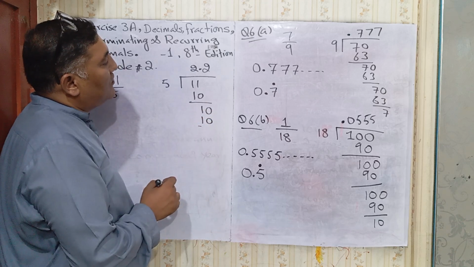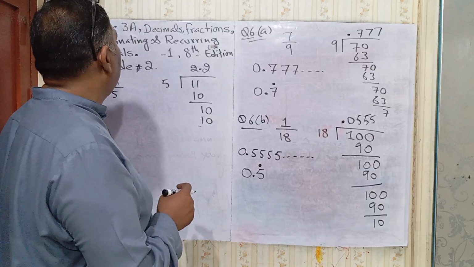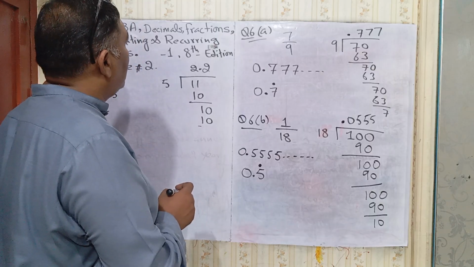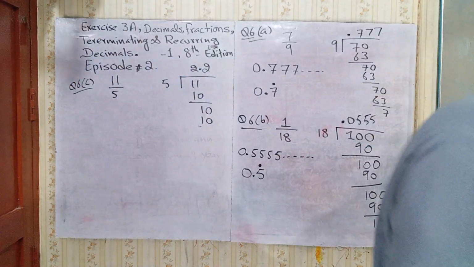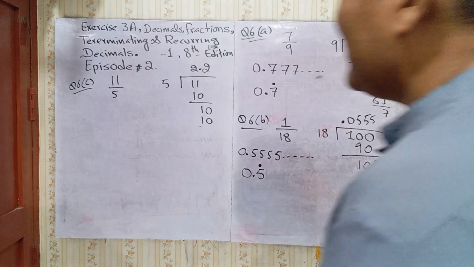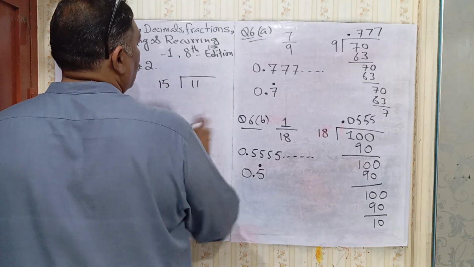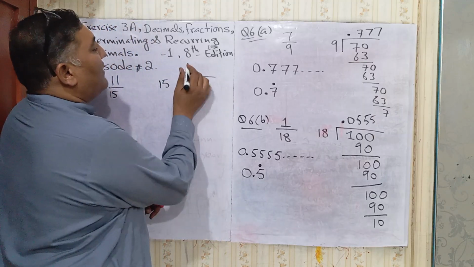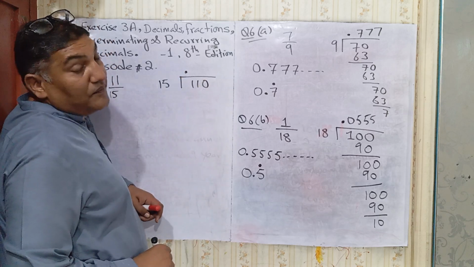So what happened here? 11/5. When I multiply with 10, something went wrong. Let me check the question. Sorry, I wrote 11 by 5. This is 11 by 15. I wondered why it's not easy. It's 11 by 15. Okay, so this is smaller, so I put a point here. So I can put a 0 here.